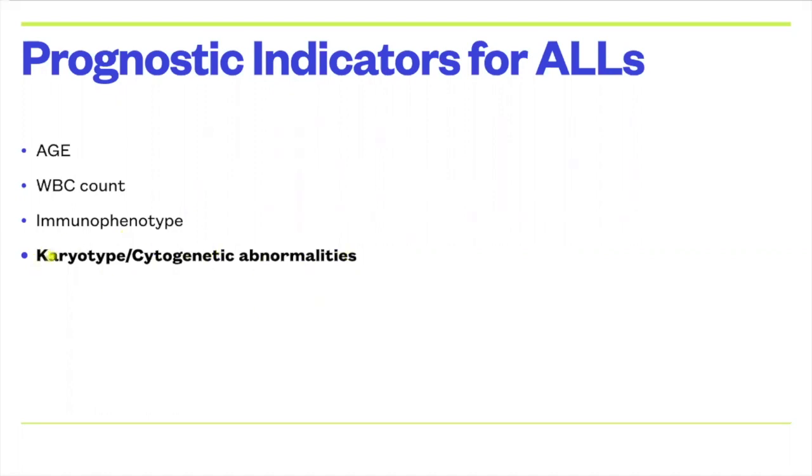Treatment protocols depend on cytogenetic abnormalities, or cytogenetics. Not only do we have a specific diagnosis, we need to look at the actual genetic aberrations or chromosomal abnormalities that led to this particular ALL. And we need to know this because this is going to define the treatment plan for the patients.